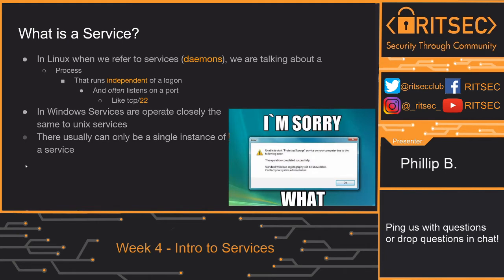And what is a service? On Linux, we would refer to a service as a daemon. We're talking about a process that runs independent of a logon, so you don't need to be logged into the machine for the service to be running. And it usually listens on a port, like Weissman mentioned last week. So SSH will listen on port 22 on the TCP protocol. In Windows, services are pretty close to the same as Unix, and usually there can only be a single instance of a specific service. I mean, you can make copies, but usually a service is only run once on a machine.